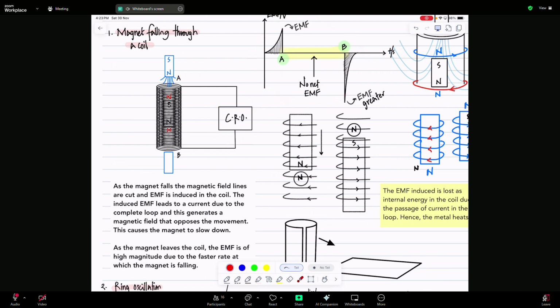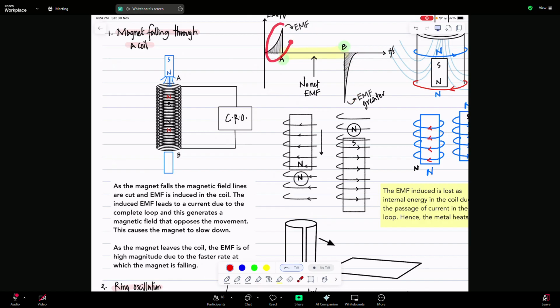While entering, there's a small peak, and then it's flat for the entirety of the time it's inside. And then when it comes out, there's a very sharp peak like that. So the question is: why are the peaks here? Why are they opposite? Why are they of different magnitude? Why is it 0 at the center? It's like a 5-mark question, right?